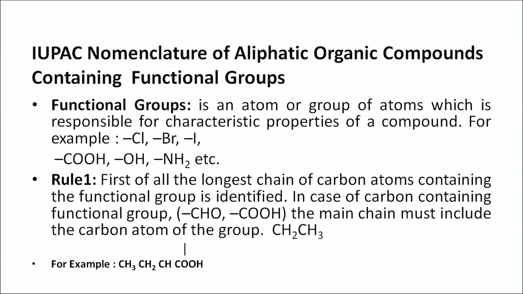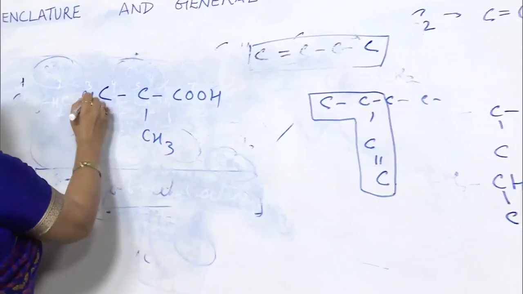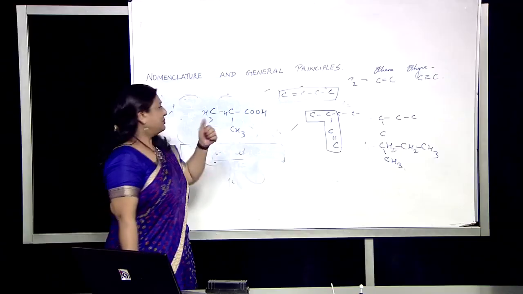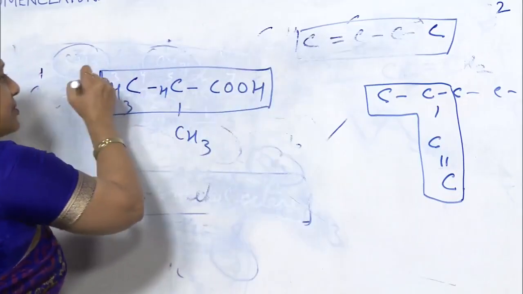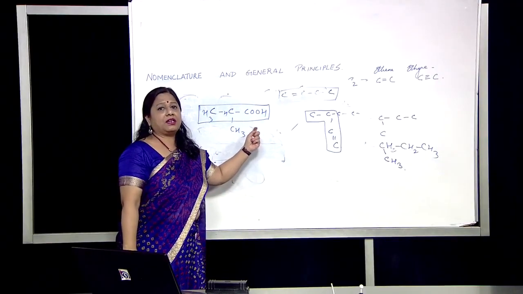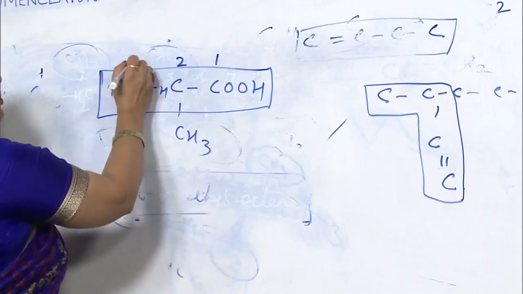IUPAC nomenclature of aliphatic organic compounds containing a functional group. Now, the catch lies in how to name an organic compound when it has a functional group. There are certain rules, and rule number 1 says that if there is a functional group, that carbon chain has to be selected. Let us see, this is my molecule. You need to include the chain which has the functional group, and if there is a carbon in the functional group, then you need to include that carbon in the chain. For example, here you have COOH. So, I will number it 1, 2, 3.